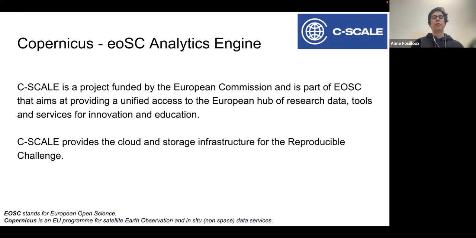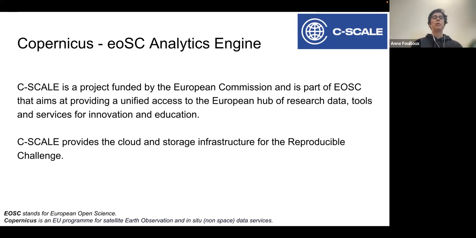And C-Scale is also a project. It is funded by the European Commission. So it's part of this EOSC European Open Science Cloud ecosystem. It aims at providing unified access to a European hub of research data, tools, and services for innovation and education. And what does it mean for C-Scale? This is mostly focused on Copernicus data. So this is for cloud and mostly storage for satellite Earth observation and in situ data services.